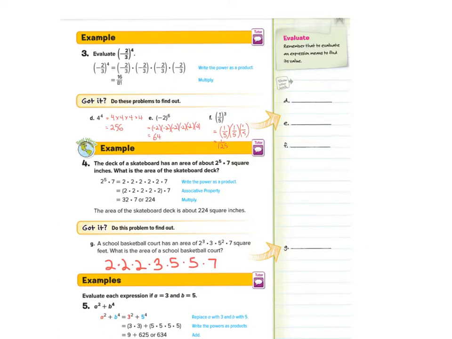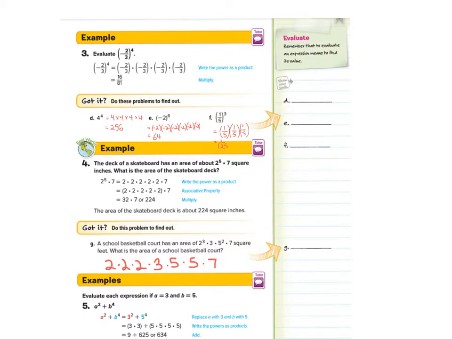2 to the power of 3 is 2 times 2 times 2 times 3, right there, times 5 squared, 5 times 5, times 7. And there we go. 2 times 2 times 2 is 8, right? 2 times 2 is 4, times 2 is 8. 8 times 3 is 24. 24 times 5 is 120. 120 times 5 is, I'm just doing some mental math really fast, 600. And 600 times 7, 6 times 7 is 42. So it would be 4,200.